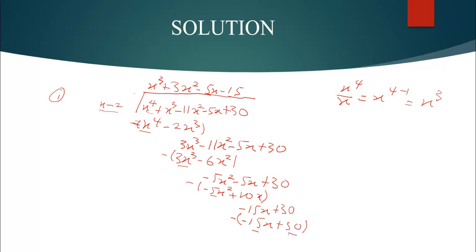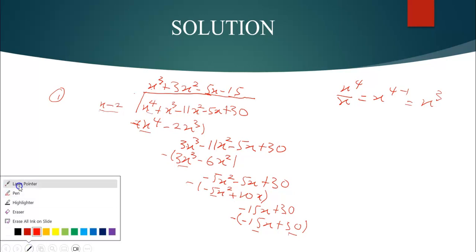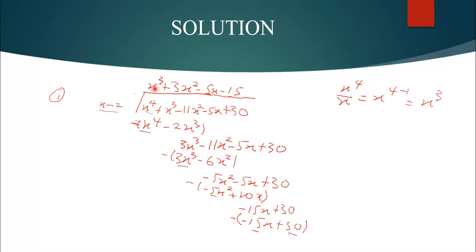So when we divide x exponent 4 plus x cubed minus 11x squared minus 5x plus 30 by x minus 2, our result will be x cubed plus 3x squared minus 5x minus 15. This will be our result.